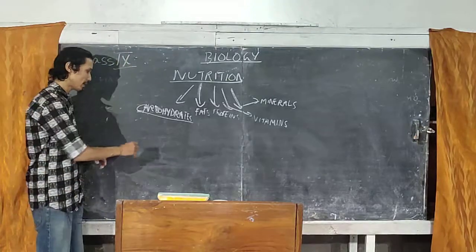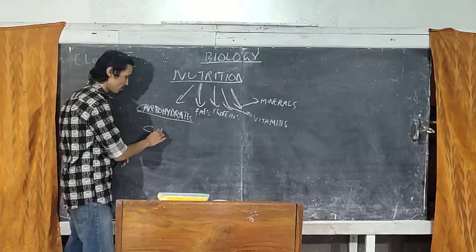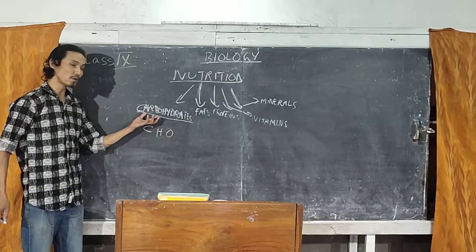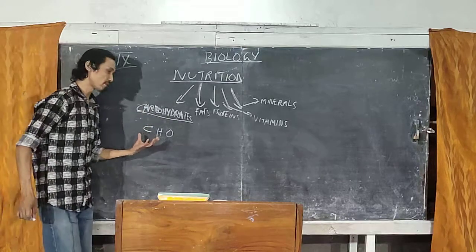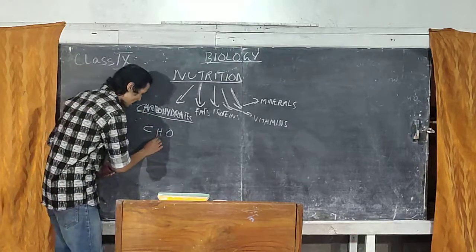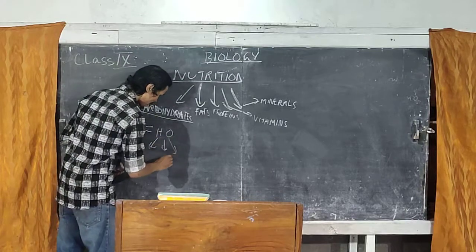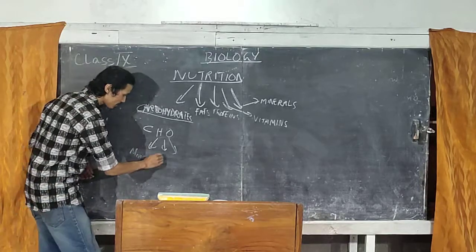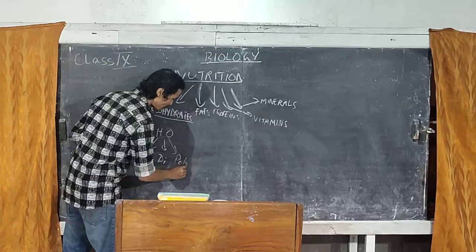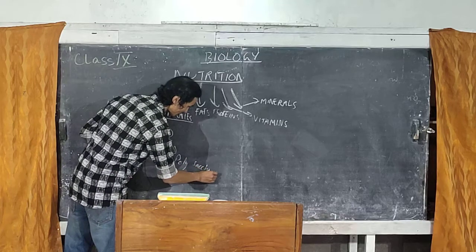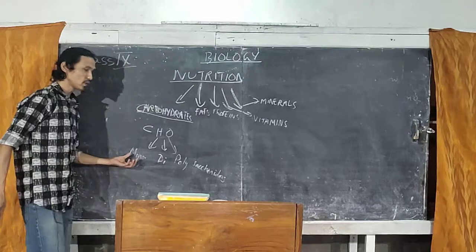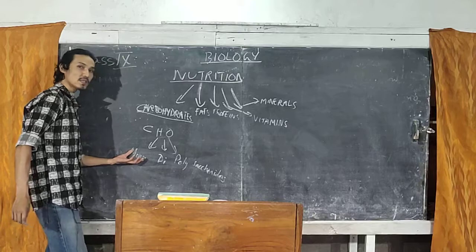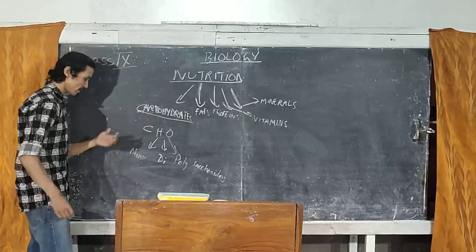Carbohydrates are basically compounds which contain carbon, hydrogen and oxygen. When carbon, hydrogen and oxygen are present, such a compound is called a carbohydrate. Carbohydrates provide energy. Carbohydrates are further divided into monosaccharides, disaccharides and polysaccharides.